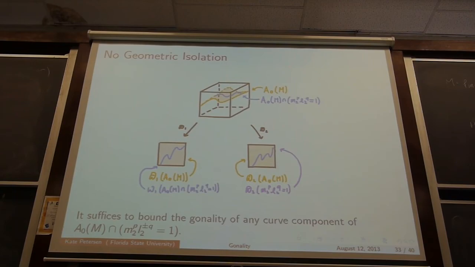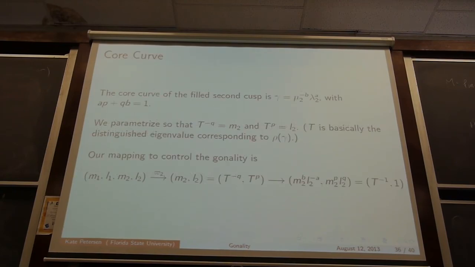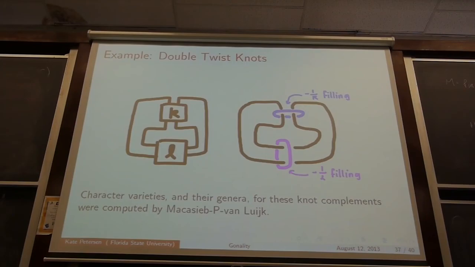So just to state, I'm over a minute, it turns out that there are things of arbitrarily high gonality. If you fill 2 cusps of a 3-cusped manifold, then you can get things where the gonality goes to infinity. So these knots, where K and L are half twists, are by 2-Dane fillings, and the gonality is basically the minimum of the number of twists, K or L, over 2 or something. Thanks.